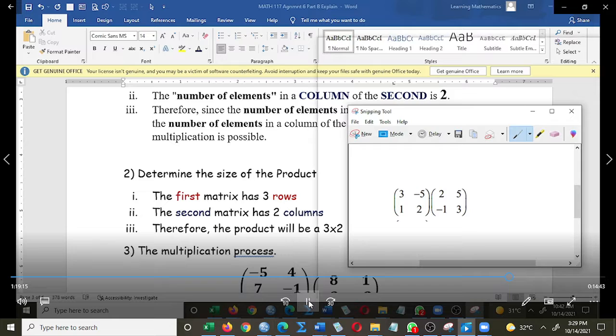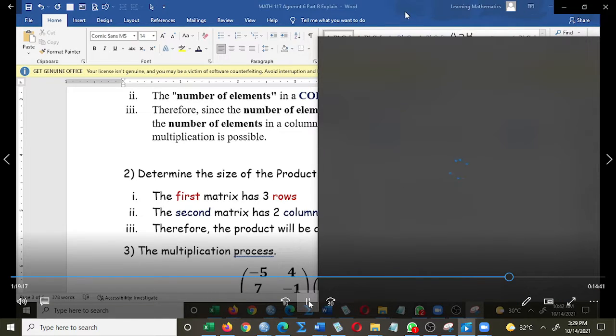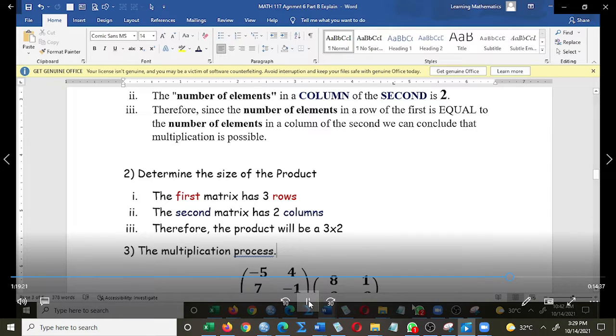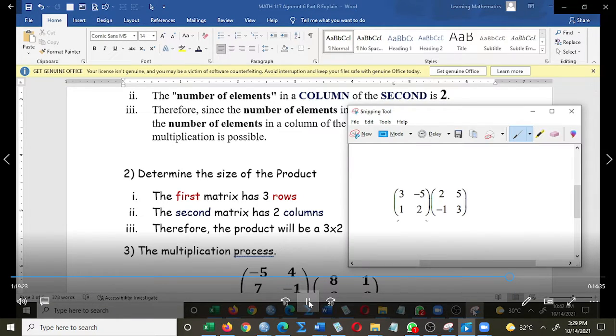No, the second matrix has two columns. Don't mention the word columns when you're talking about the first matrix. Okay, the first matrix has two rows and the second matrix has two columns. Exactly. You see? Exactly.